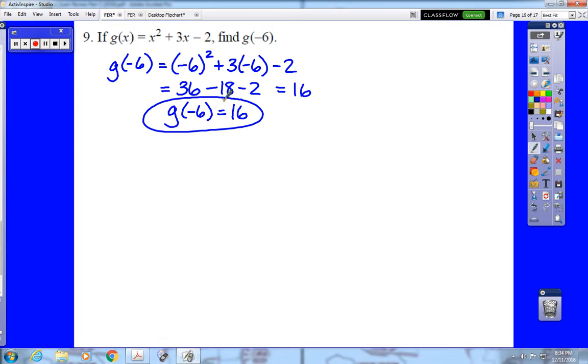Now remember what that says. That says when x equals negative 6, y equals 16. It's a point on that function.